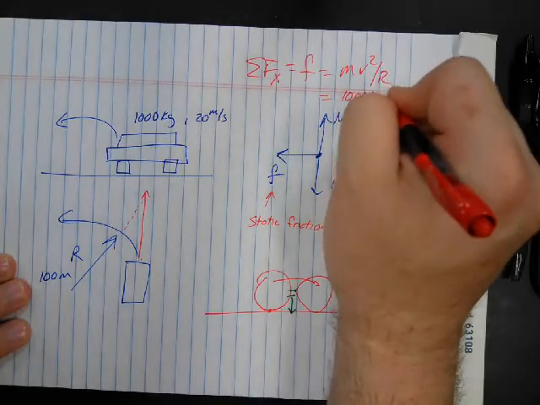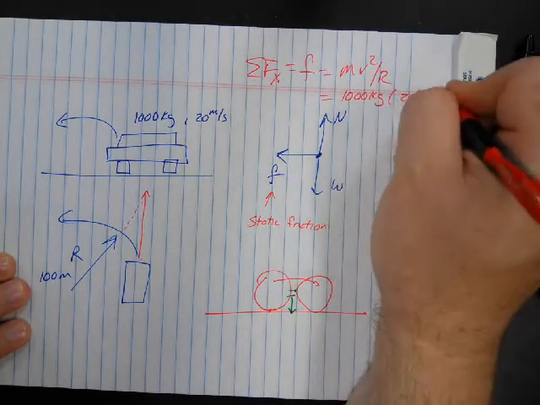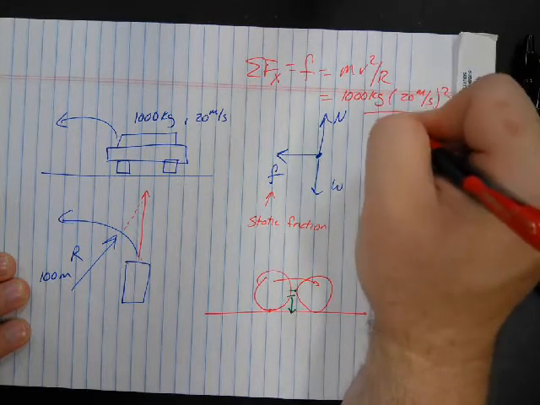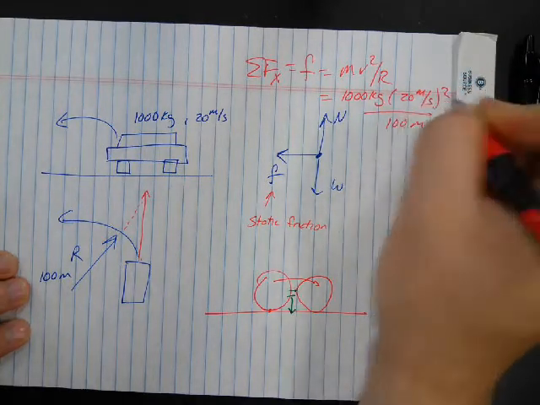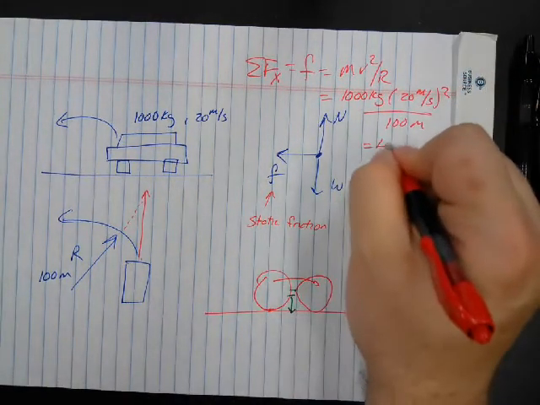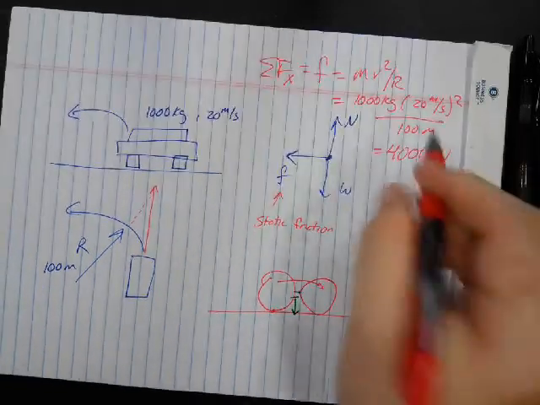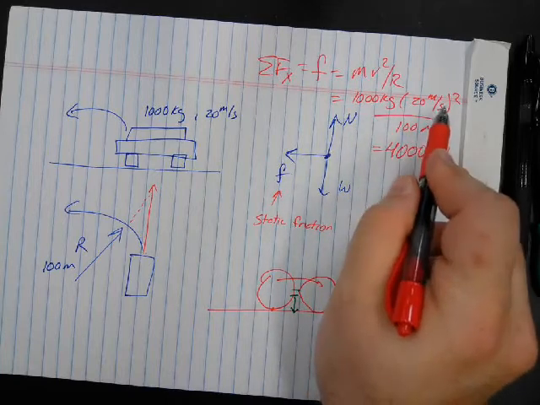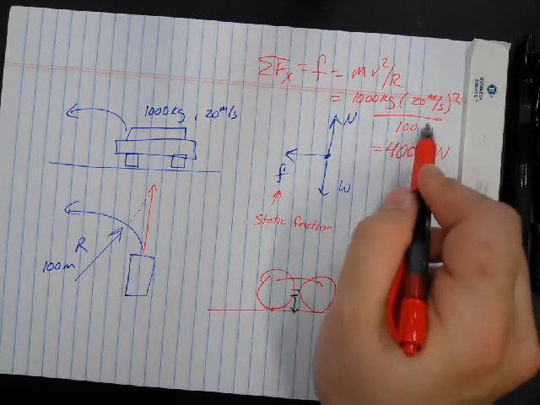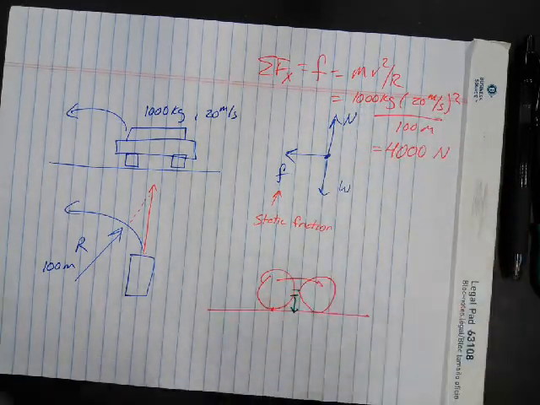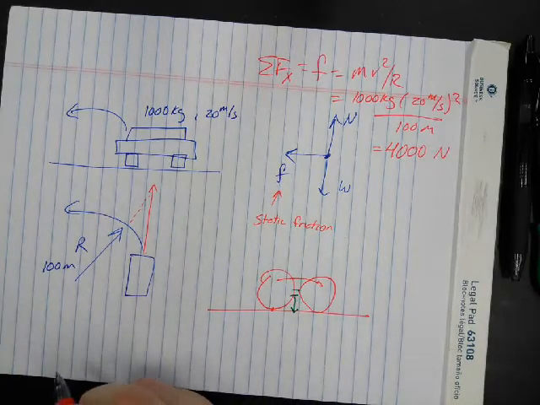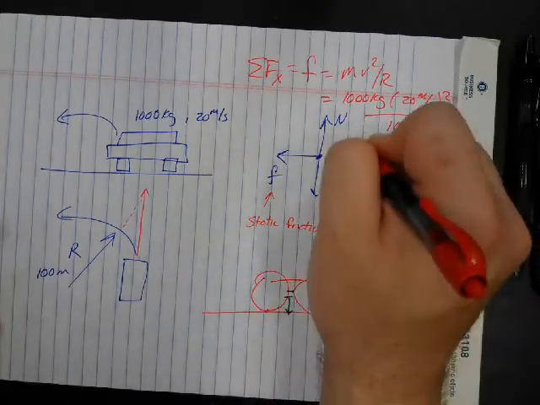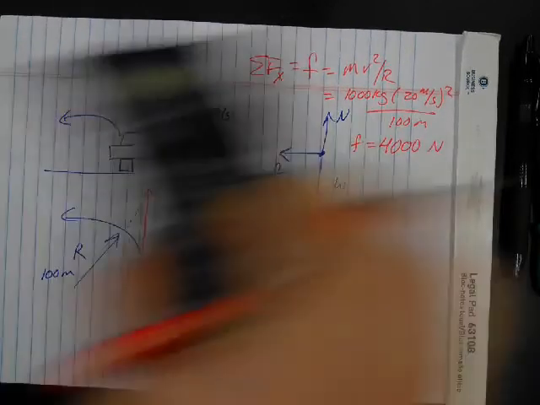1,000 kilograms times 20 meters per second squared divided by 100 meters. So it's going to be 4,000 newtons. Right? We're going to cancel that out. So we'll have 10 kilograms, and units will cancel, give us newtons. So it's going to be 10 times 400 is 4,000. Hooray. We solved that one quick. Didn't even touch the calculator.